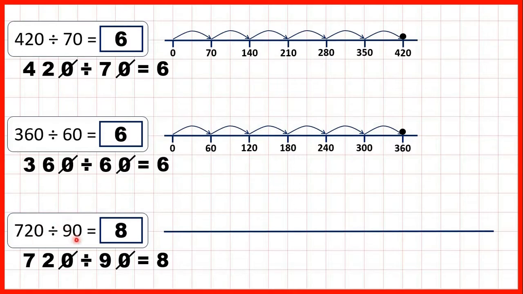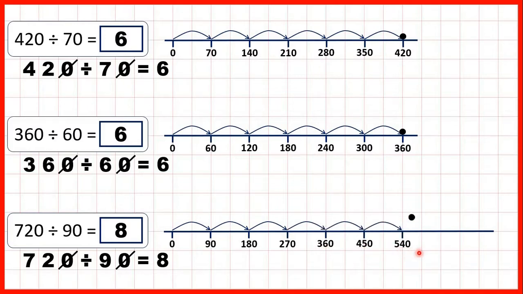Now, to divide by 90, we could count up in steps of 90 until we reach our dividend. So we have 90, 180, 270, 360, 450, 540, 630, and then the eighth multiple of 90 is 720, and that's why 720 divided by 90 is 8.